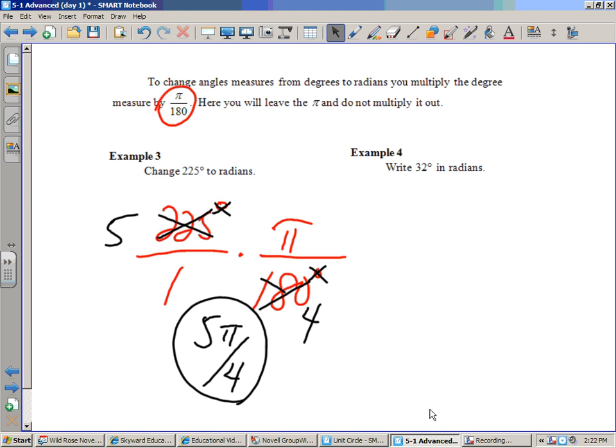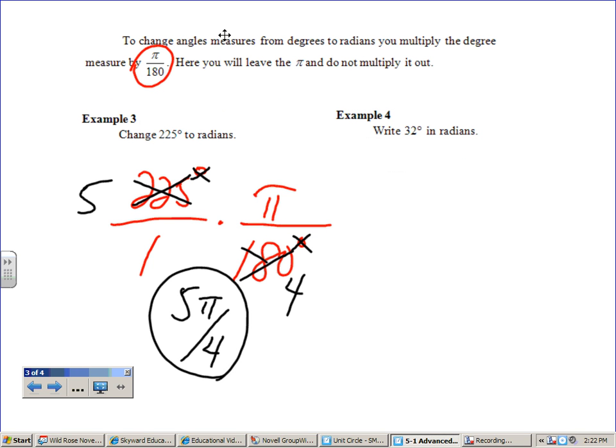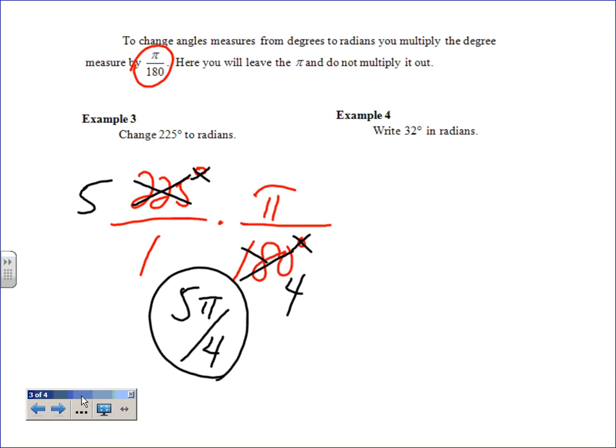All right, the question came up while people were working on that, should we leave the pi in there? And yeah, whenever possible, leave radians in terms of pi. So that would be 5 pi over 4 for this last one. So this one here, if we take a look, we've got 32 degrees over 1. So we need degrees on the bottom, so that's why 180 would go there. And so then pi goes on top because we do want to multiply again by a form of 1.